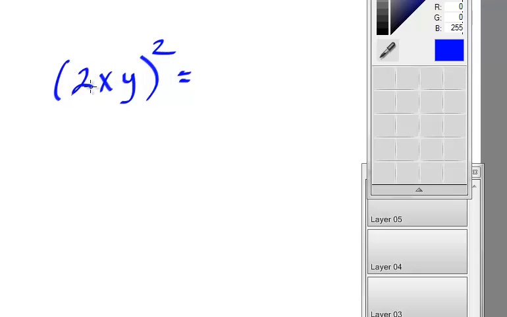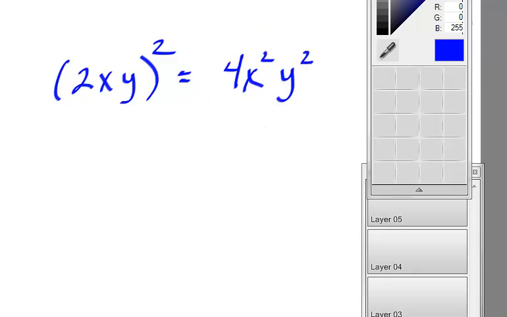So it's going to be 2 to the second. What's 2 to the second? 4. And then x, again, it's x to the first, so it's 1 times 2. So this is going to be x to the second, and that is an x, and y to the second. So this is power of a product.